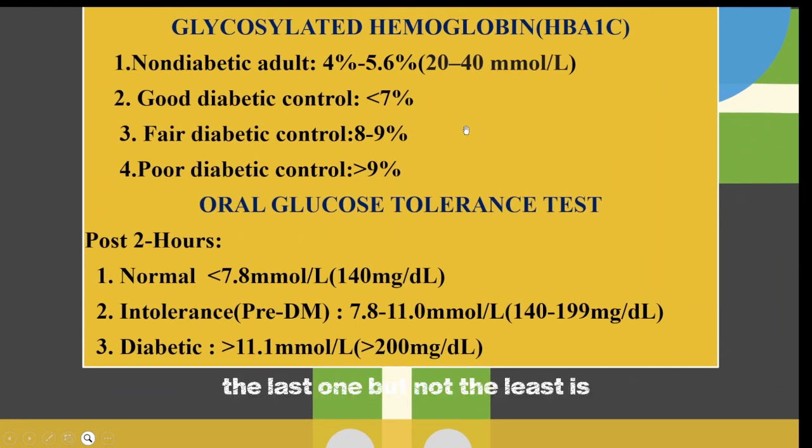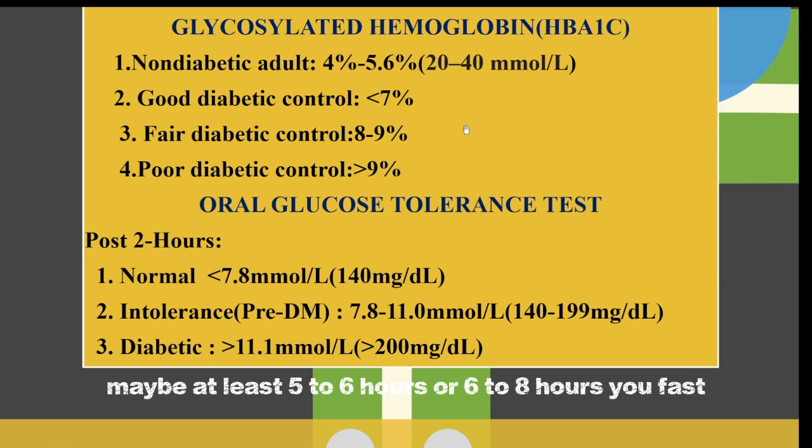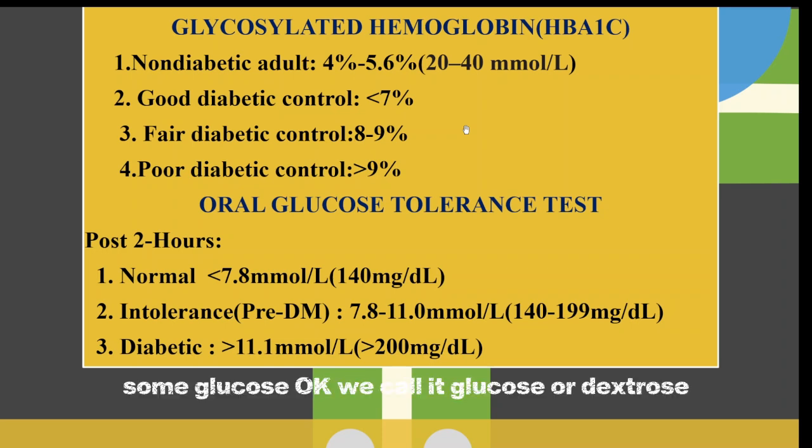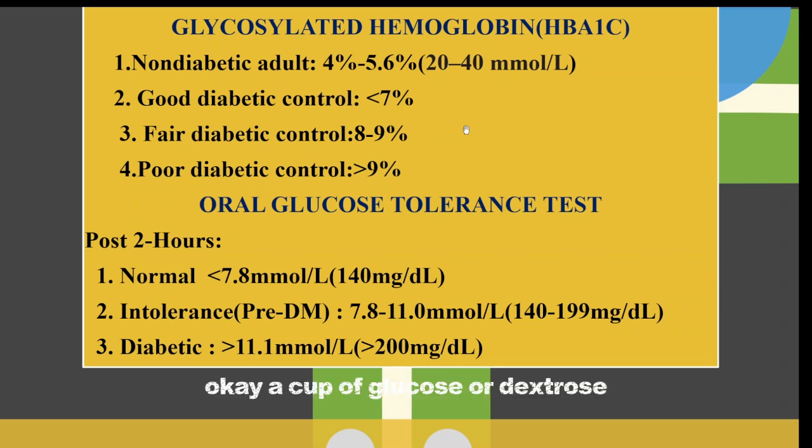Okay. The last one, but not the least, is the oral glucose tolerance test, OGTT. This is the test where you have to fast for at least 6 to 8 hours. You fast and then you come to the hospital. After fasting, they'll give you some glucose, or dextrose. A cup of glucose or dextrose, which will be added to water or normal saline. We usually use normal saline, usually 300 mils of normal saline. You add that dextrose, or glucose.